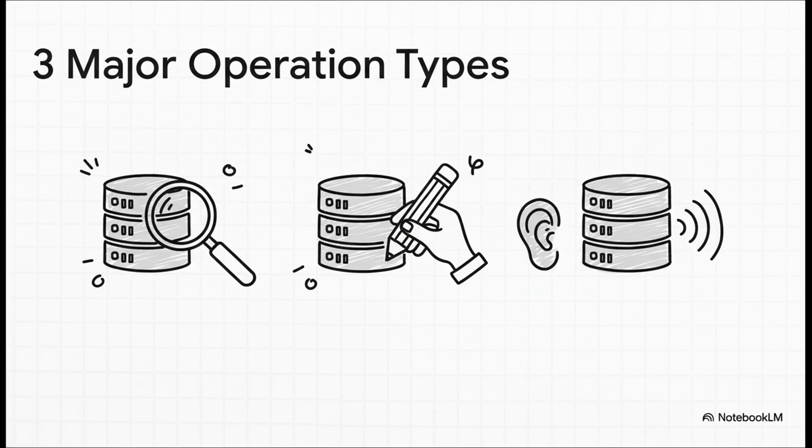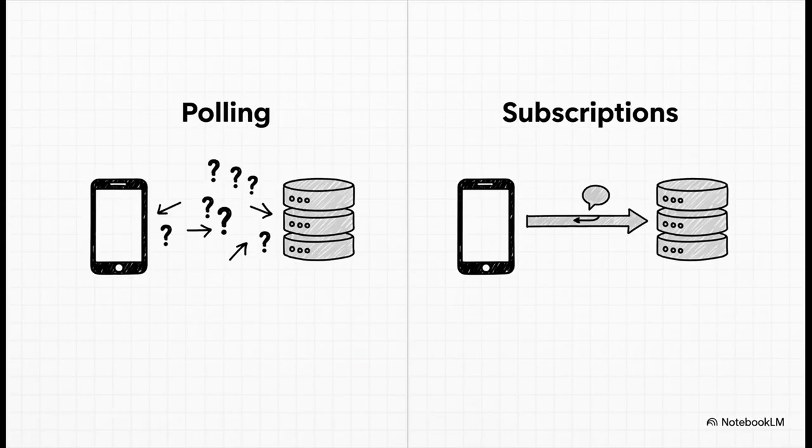And then there's the third one, which is where things get really exciting. Subscriptions. This is GraphQL's elegant answer for real-time data. In the old days, if you wanted live updates, your app would have to constantly bug the server, asking, anything new? Anything new? How about now? With a subscription, the app just opens a live connection and listens. When new data is ready, like a new chat message or a stock price update, the server pushes it to your app instantly. It is so much more efficient.